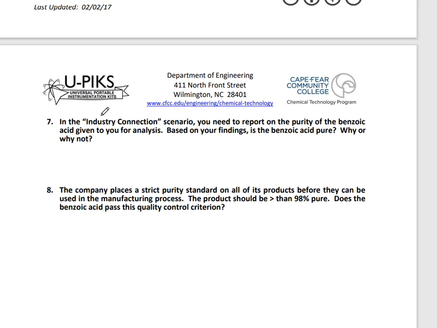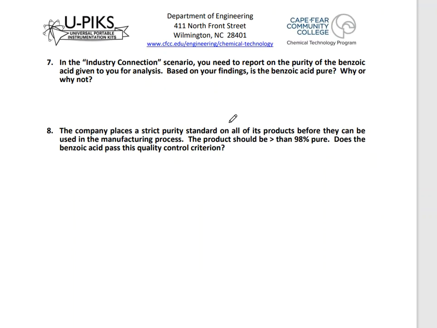Number 7, in the industry connection scenario, you needed to report on the purity of benzoic acid. So based on your findings, is the benzoic acid pure? Why or why not? And number 8, the company places a strict purity standard on all of its products before they can be used. And the product needs to be greater than 98% pure. Does the benzoic acid pass the quality control criteria? Is it greater than 98% pure? And your calculations based on your masses will be able to help determine that.